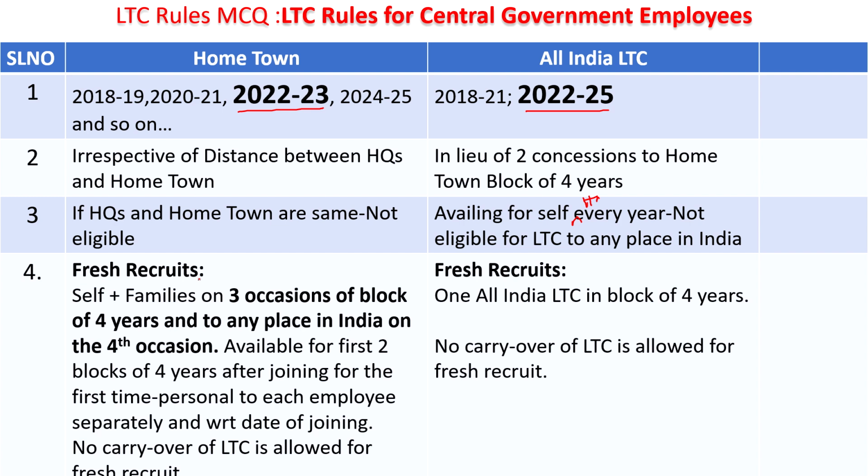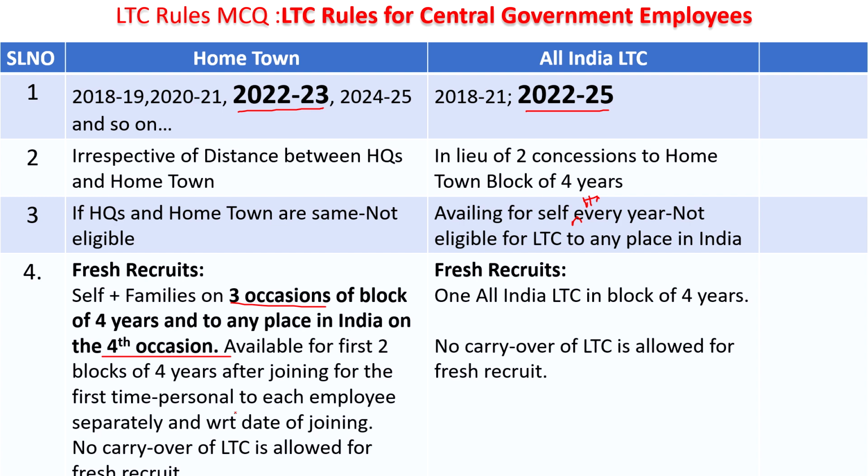First one is that for self and families, fresh recruitees are allowed to travel to their hometown along with their families on 3 occasions in a block of 4 years and to any place in India on the 4th occasion. This facility is available for the first 2 blocks of 4 years after joining the government for the first time. So here, self and families on 3 occasions of the block of 4 years and to any place in India, that is All India LTC. 3 times it is hometown and on the 4th occasion it will be for All India.